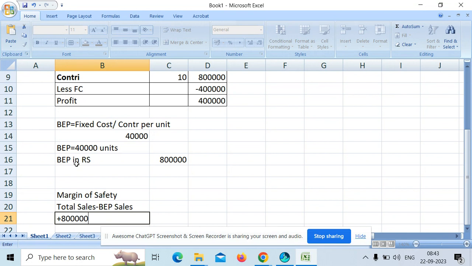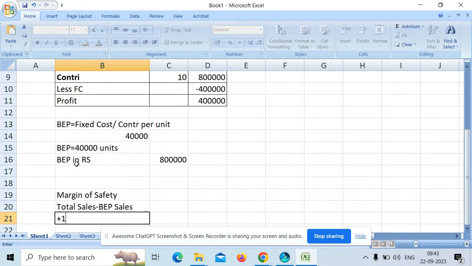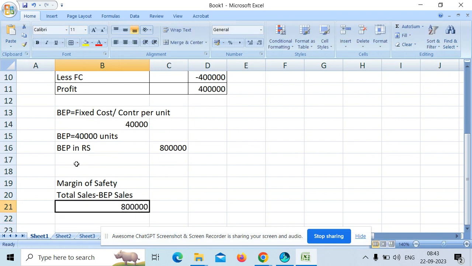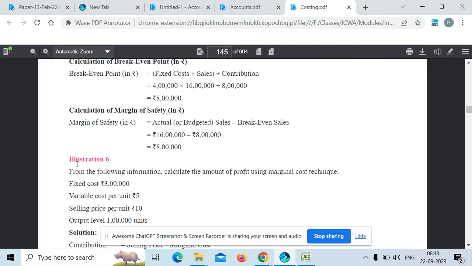What is your total sales? It is 16 lakh rupees. What is your BEP sales? It's 8 lakhs. So your total sales is 16 lakhs minus your BEP sales of 8 lakhs will give you 8 lakh rupees as your margin of safety, MOS sales. If you can complete this sum, then we'll take illustration 6.